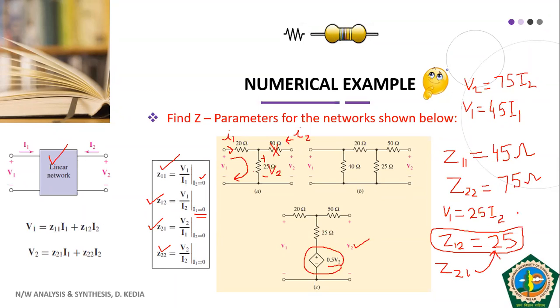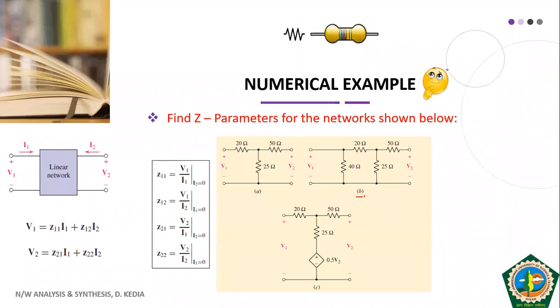So your Z21 will also have the same value of 25. This is what we get as our final answer for this network number A. Your Z11 is 45, your Z22 is 75, and your Z12 and Z21, these two parameters are 25 ohm. So this is the simple solution of your network number A. Okay, so I hope students, all things are very clear to you. Now let us move to your network number 2.